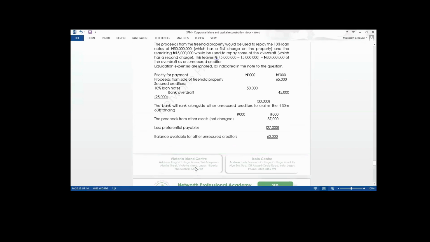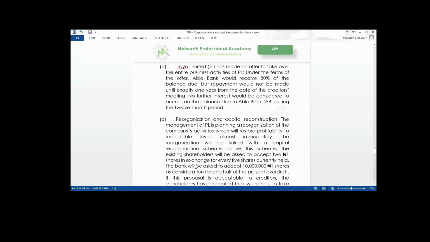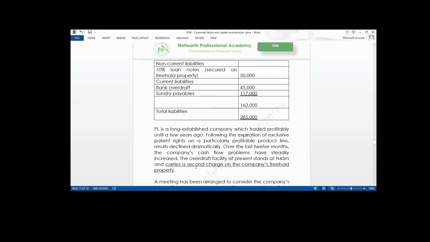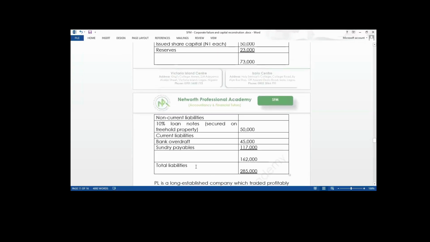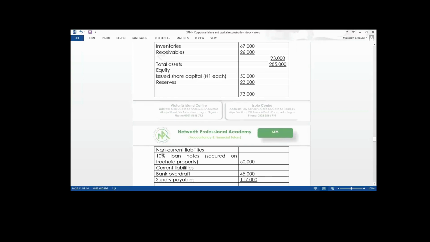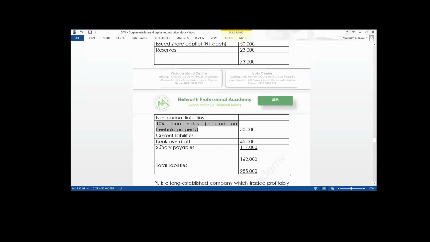Where is this coming from? Go back to the liability. If a company is liquidated, the next thing is to settle the liabilities. Look at the liabilities. Non-current liability, we have settled this. Current liability, bank overdraft, we have settled 15 million. Out of bank overdraft, we are left with 30 million. Sundry payables, out of this, we have settled 27 million. Please, 117 million minus 27 million, how much?